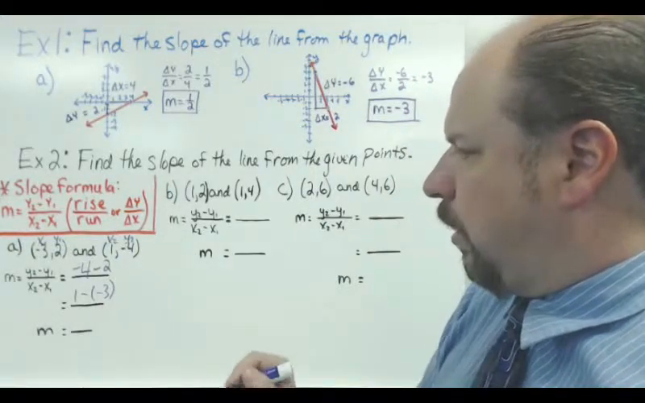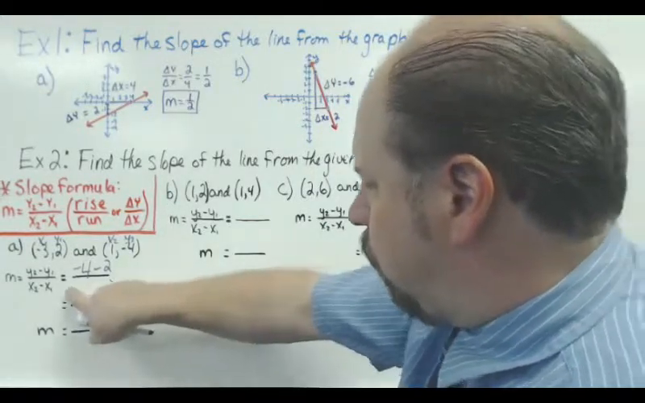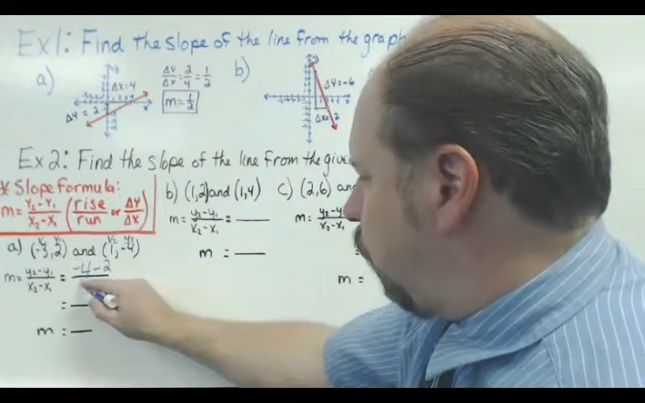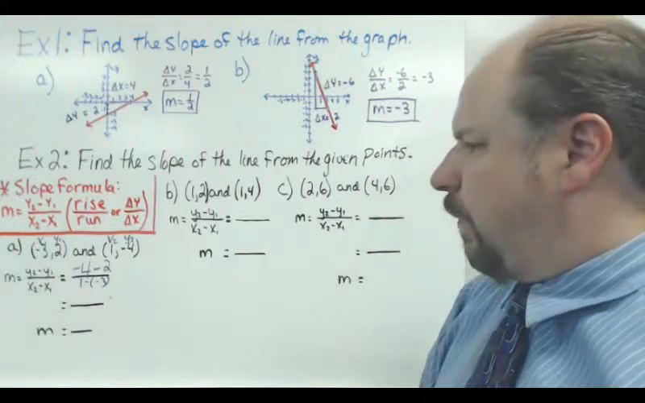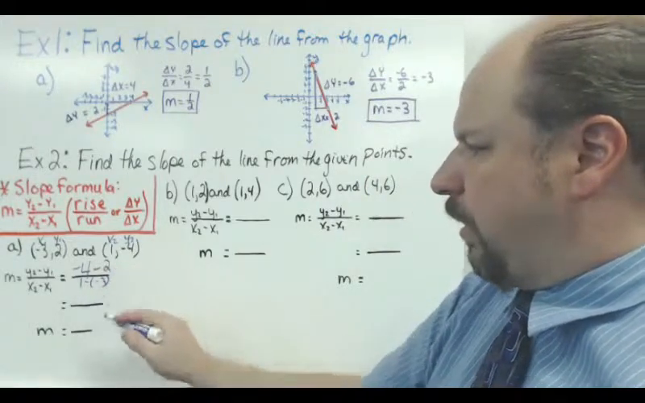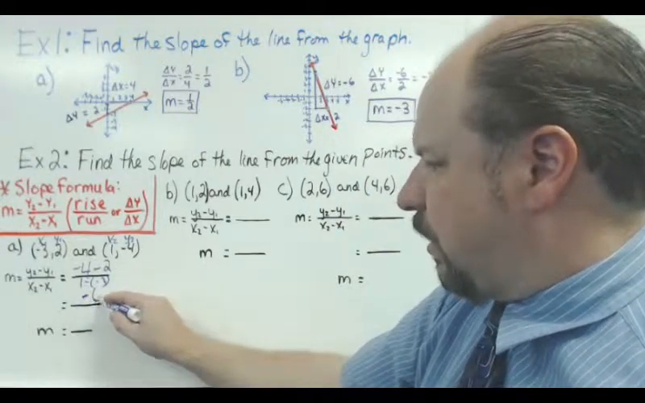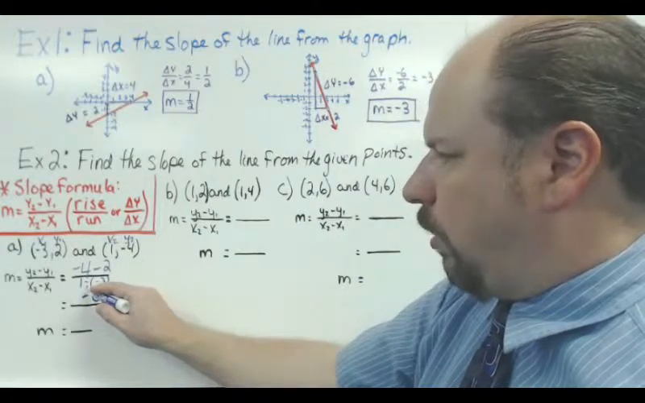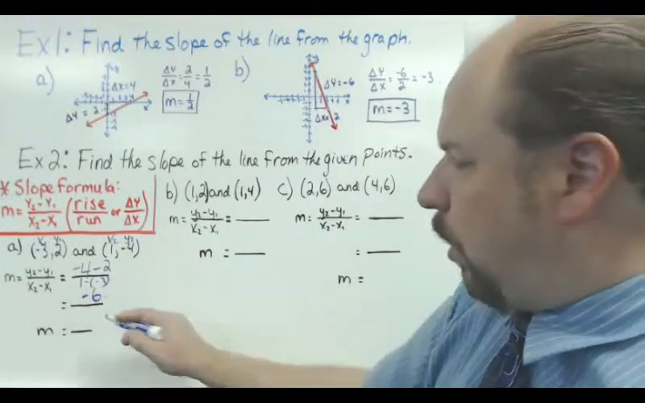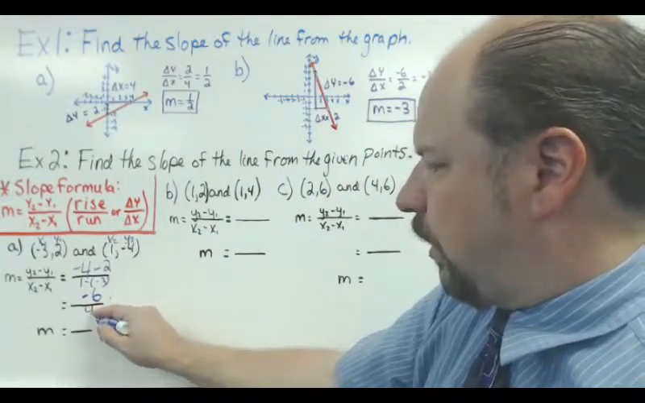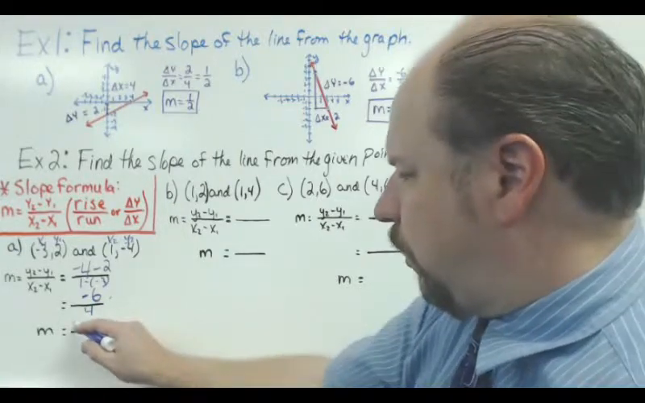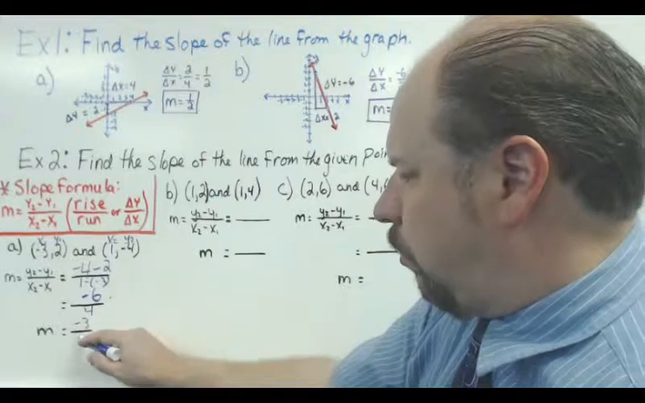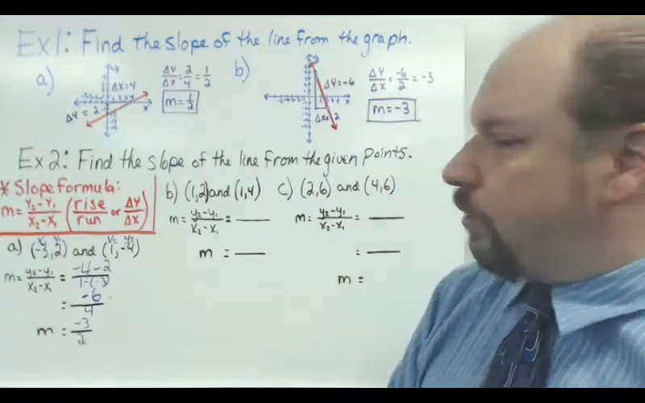Oops, I need to move it up a little bit. 1 minus negative 3. Okay. So negative 4 minus 2 is negative 6. 1 minus a negative 3 is a positive 4. So negative 6 over 4. And if we reduce that, we end up with negative 3 over 2 for our slope.